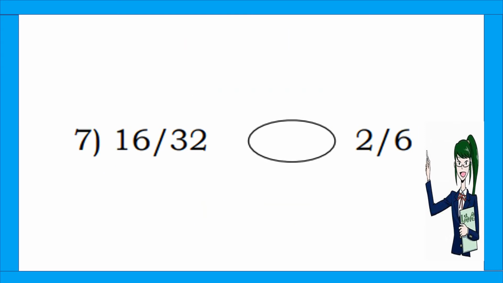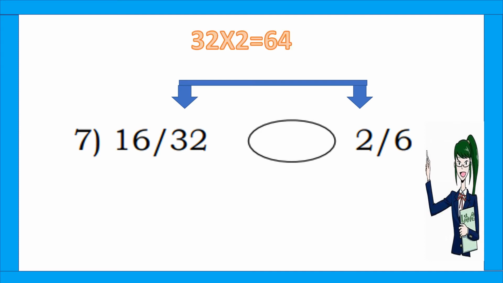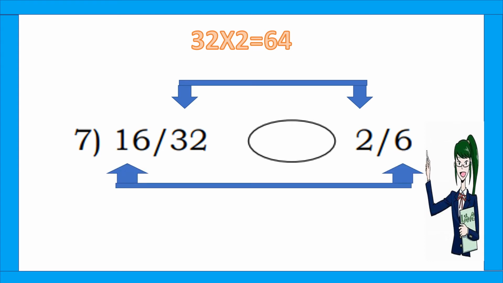Number 7. 16 over 32, blank, 2 over 6. The means are 32 and 2. Get the product of the means. 32 times 2 equals 64. The extremes are 16 and 6. Get the product of the extremes. 16 times 6 equals 96. The products are not equal, therefore the two ratios are not equal.